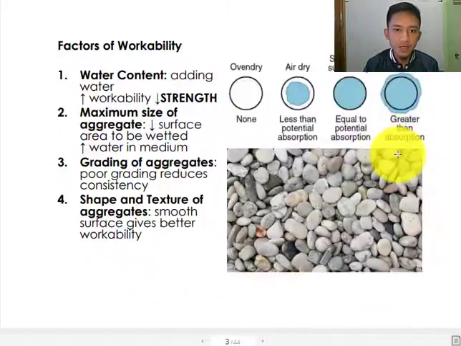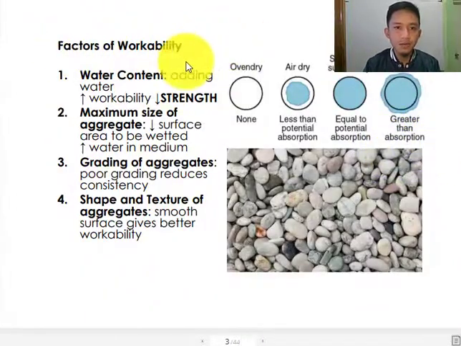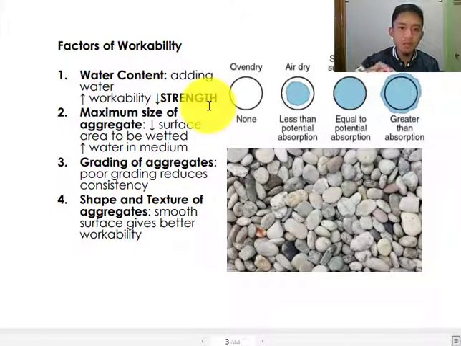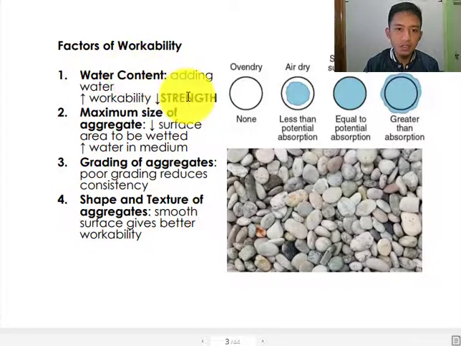So that's workability. These are the factors that will affect the workability. We have, like I said a while ago, water content, the adding of water to the concrete mix. The arrow going up means the higher the workability, the lower the strength. If you add more water, it is easier to compact and mix, so the concrete mix has a high workability, but the strength will be low. That is the relationship of workability and strength.